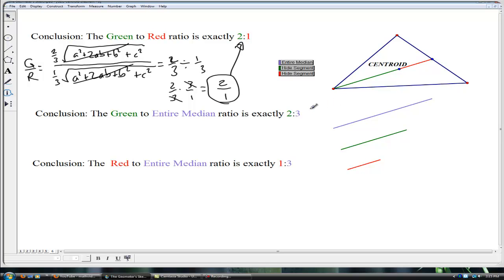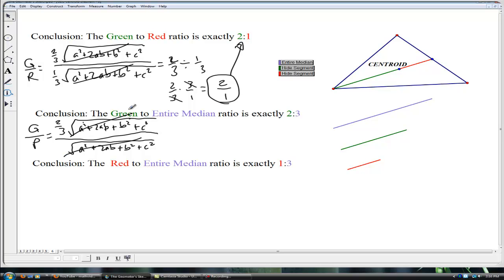This is true for any centroid, as it cuts any median of any triangle into 2 pieces. For fun, let's just get a couple more ratios here. Let's compare green to purple. So what's the relationship between this distance and this distance? So this is my green to purple, and purple again is representing the entire median. Again, these radical expressions reduce to 1, and I'm left with 2/3 divided by 1, which is just 2/3, and there is our ratio. The green, this piece right here, is 2/3 of the purple.